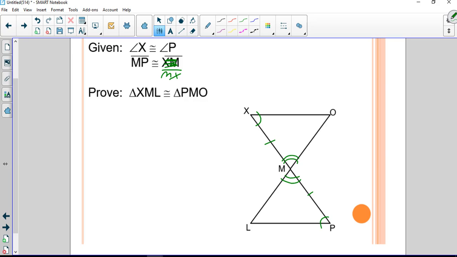We don't know about O and L. We can only do something with that if we knew LP and XO were parallel, but we don't. But we have enough information right now, don't we? We have A, S, A. So let's do it.